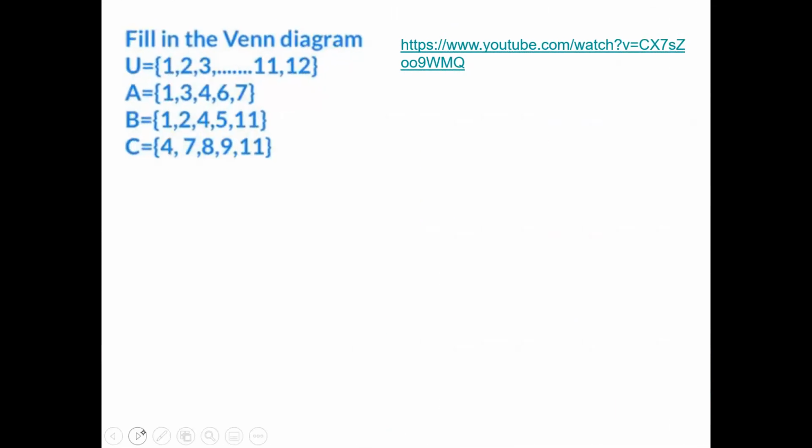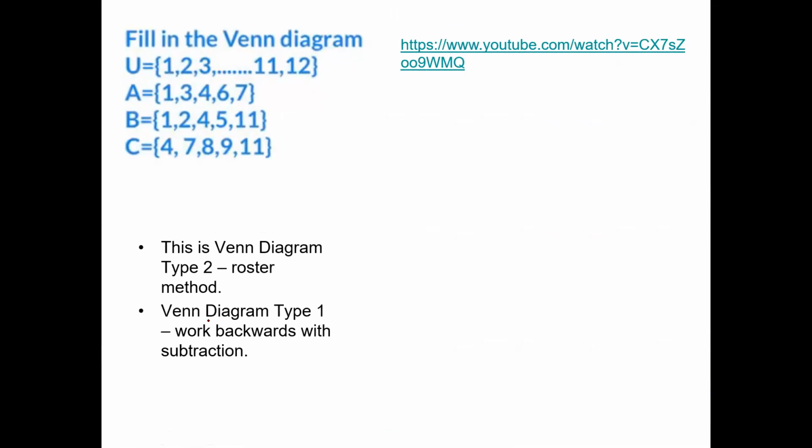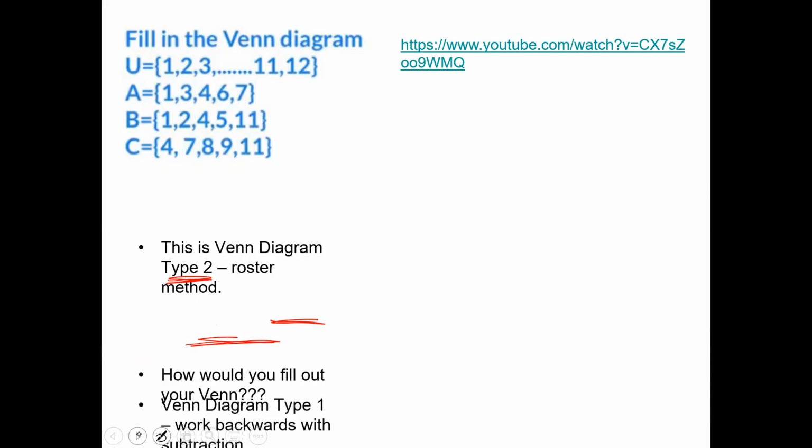All right, let's take a look at this. So here you have sets of numbers. This is Venn diagram type 2. It's called the roster method. Whereas with Venn diagram type 1, we worked backwards yesterday, like with, for example, the customers going to the pet store buying fish, cat, and bird products. Remember that with a subtraction. So this is actually the method for type 2. So how will you fill out your Venn diagram? So let's take a look.